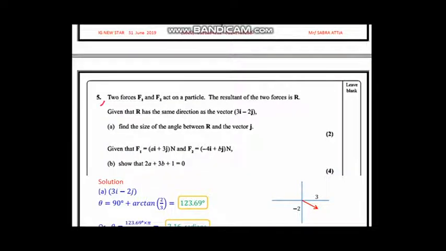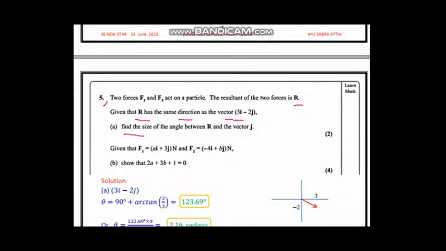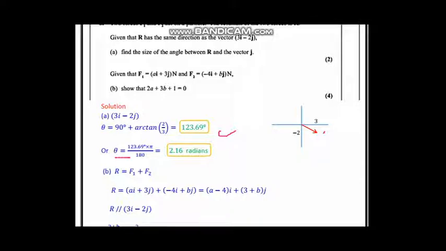Question 5. Two forces F1 and F2 act on a body. The resultant of the two forces is R. Given that R has the same direction as the vector 3i minus 2j, find the size of the angle between R and the vector j. The vector 3i minus 2j is in the fourth quadrant, as you see. So theta will be 90 plus arctan 2 over 3. Using your calculator to get the answer. It's better to find it in radians, so multiply the answer by pi, divide by 180, and you get the answer in radians.